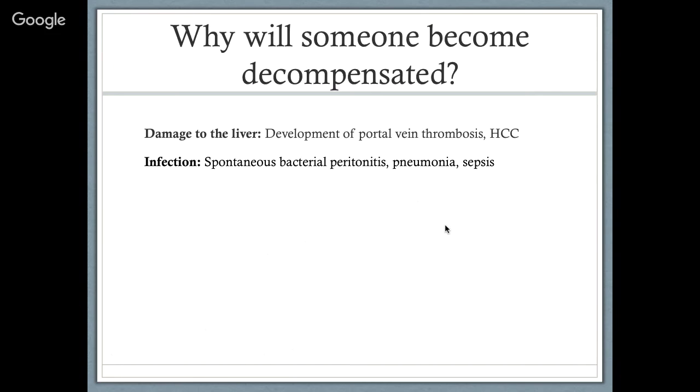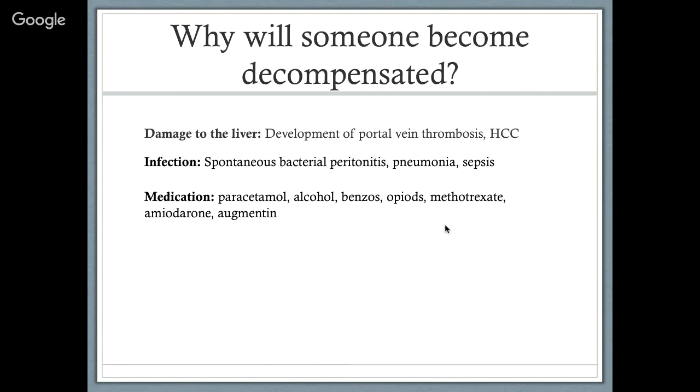Medication is a really big one. You don't want somebody with cirrhosis to be overdosing on Panadol because it's not going to be good for their liver, but also alcohol, benzos, opioids, methotrexate, amiodarone, Augmentin, and the list goes on.